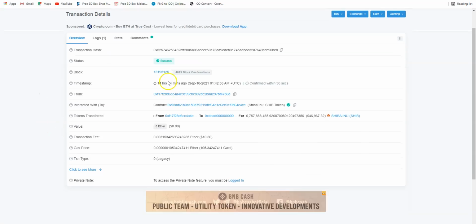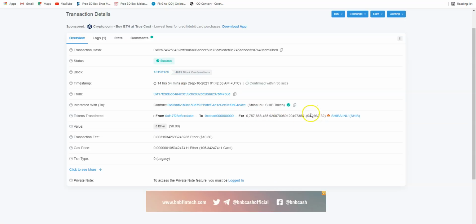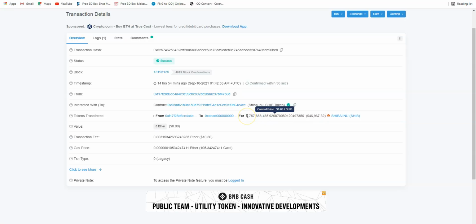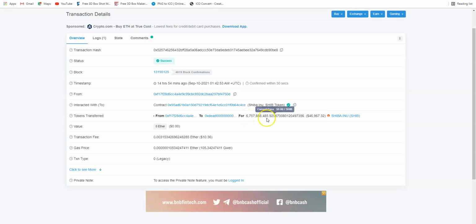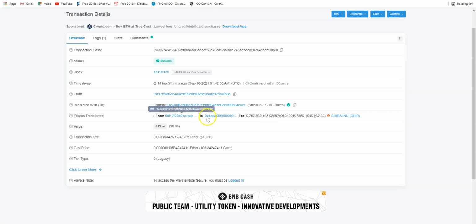And it looks like this burn happened 14 hours ago from now, and the current value of their burn is 46,000. That's probably because the price of SHIB would have gone down, and so they burned 6.7 billion SHIB at the moment. So let's have a quick look at that address.